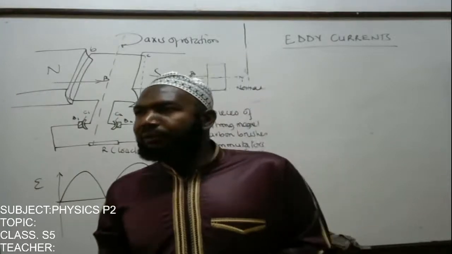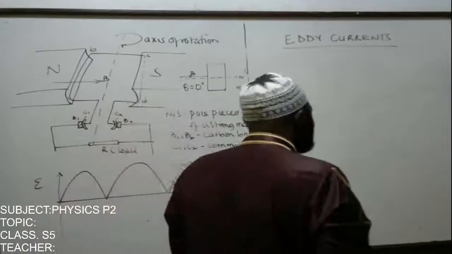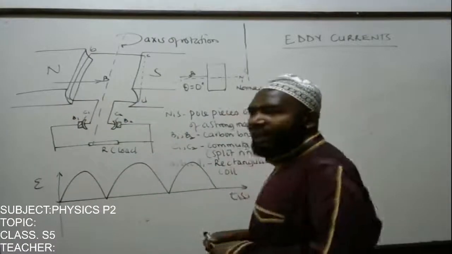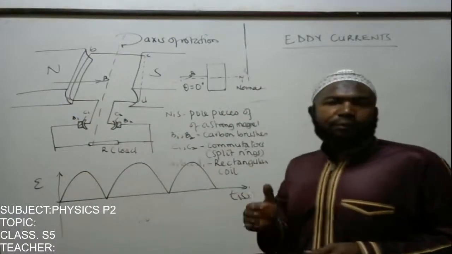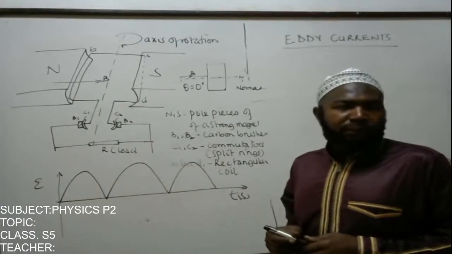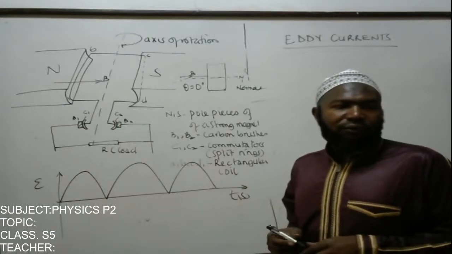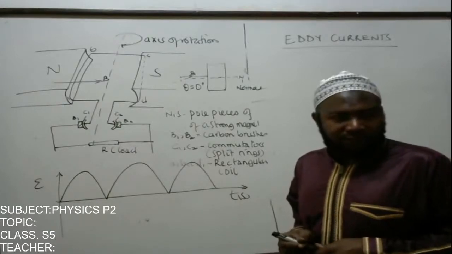By laminating, we mean we are trying to slot the body of the conductor such that we reduce the number of loops which the eddy currents have to exploit. And why are we interested in reducing eddy currents? Because of mostly the heating effect.